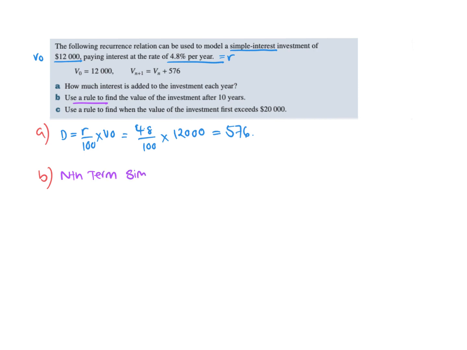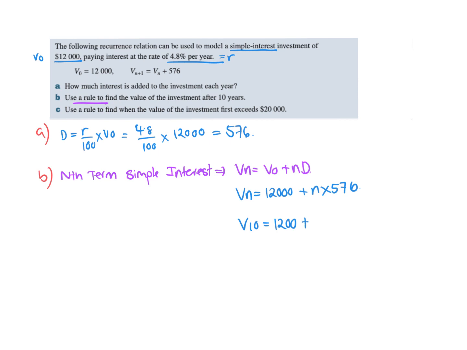Nth term for simple interest. So you would go to your little summary table and you're going to see that it's Vn equals V0 plus n times d. So in our scenario here, it's going to be Vn equals 12,000 plus n times 576. What we're actually trying to find is V10. So when you're finding V10, every time you see an n, you'll put a 10 instead.